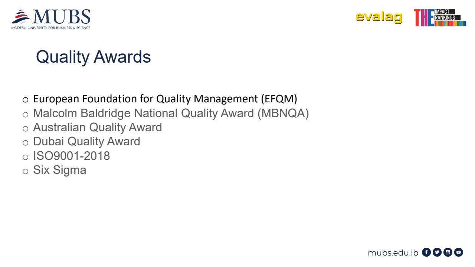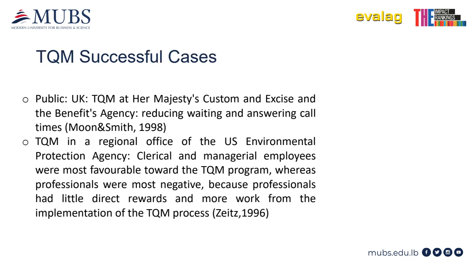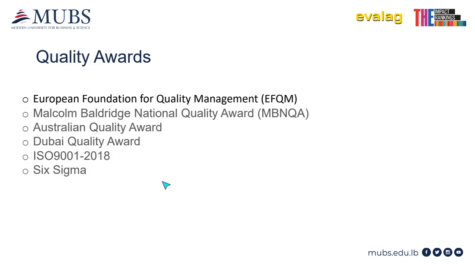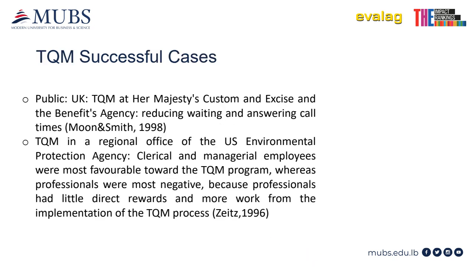We also talked about the awards of quality management, and we said that these awards are based on quality management concepts like the EFQM, which is a European award. It's based on the 7 principles of TQM. Malcolm Baldrige National Quality Award, it's an American award. If you're planning to open your organization in the States, it's a very important award that adds value to your reputation. Australian Quality Award in Australia, Dubai Quality Award, ISO, and Six Sigma.